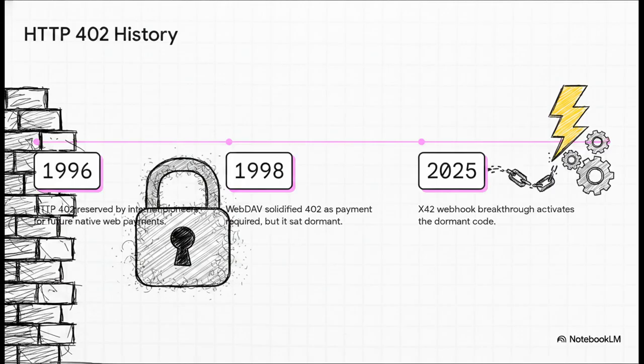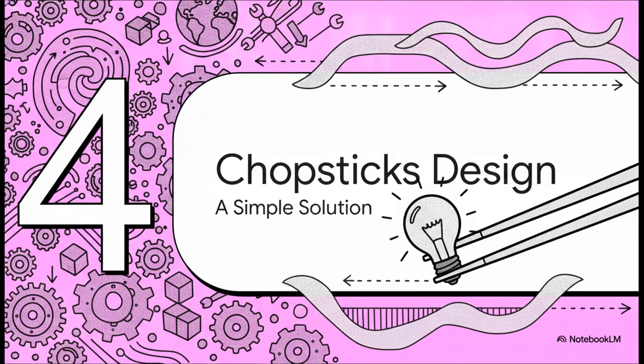It created this impenetrable wall of theoretical complexity that made scaling it basically impossible. Section 4, the chopsticks design solution. Let's look at the incredibly elegant fix to this 3-decade-old technical wall.